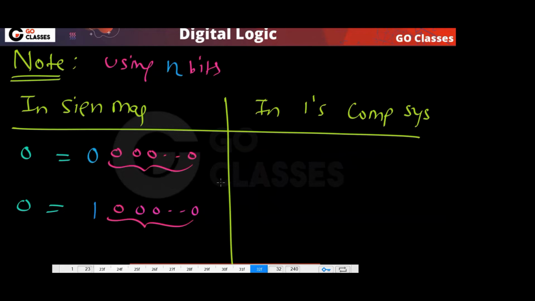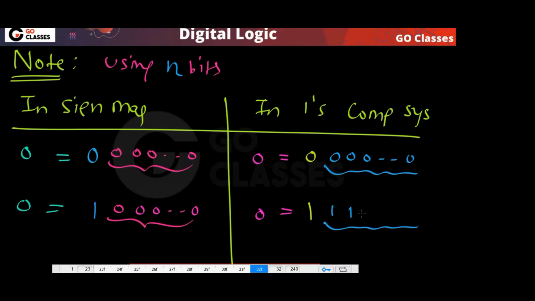Next, in 1's complement system, 0 has two representations. Those two representations are like this. You have all zeros, this is your 0 in 1's complement system. Also in 1's complement system, all 1's is also 0 and all 0 is also 0. Is this clear to everyone?